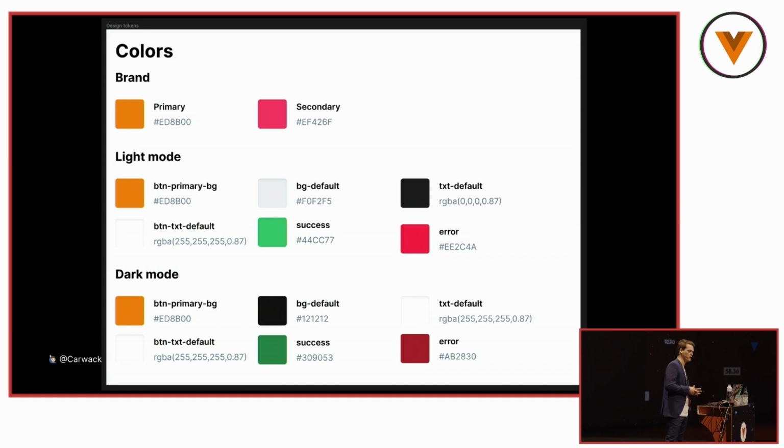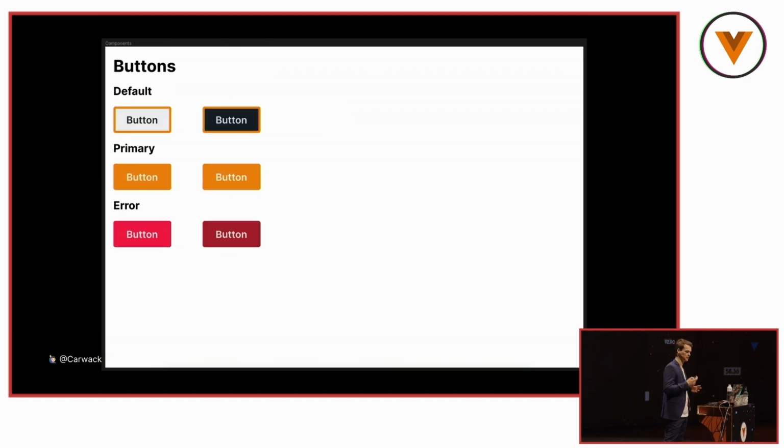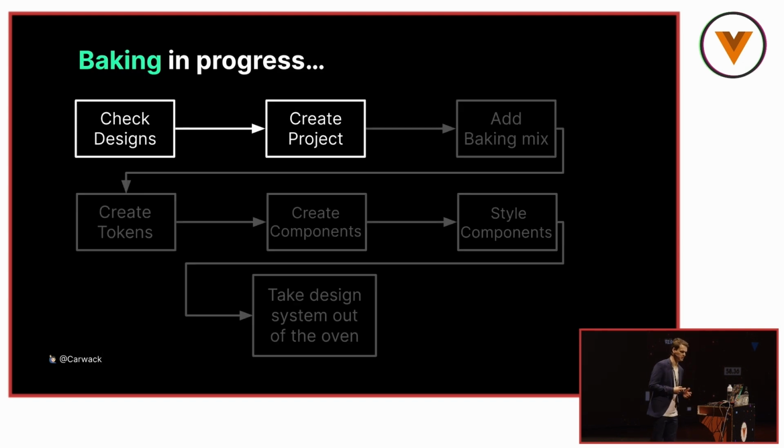Then the other thing that we have in our very small design system are components, our cakes, and we have some buttons. We have styling for a default button, and then two variants, a primary and an error one. OK. I think we now know what we want to bake, so let's do this. We will start with creating our project.